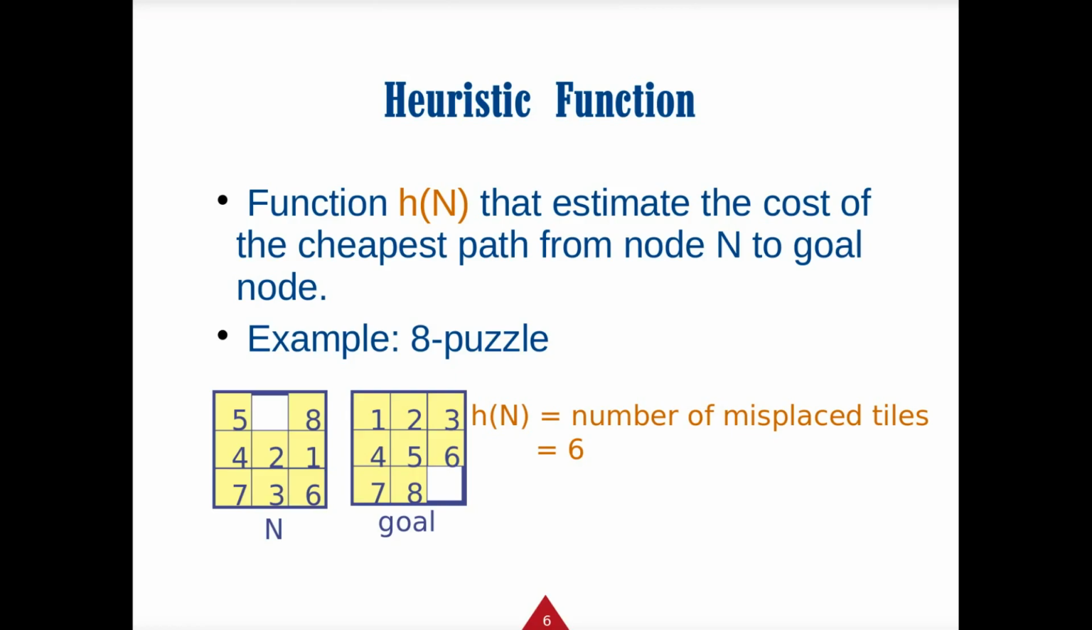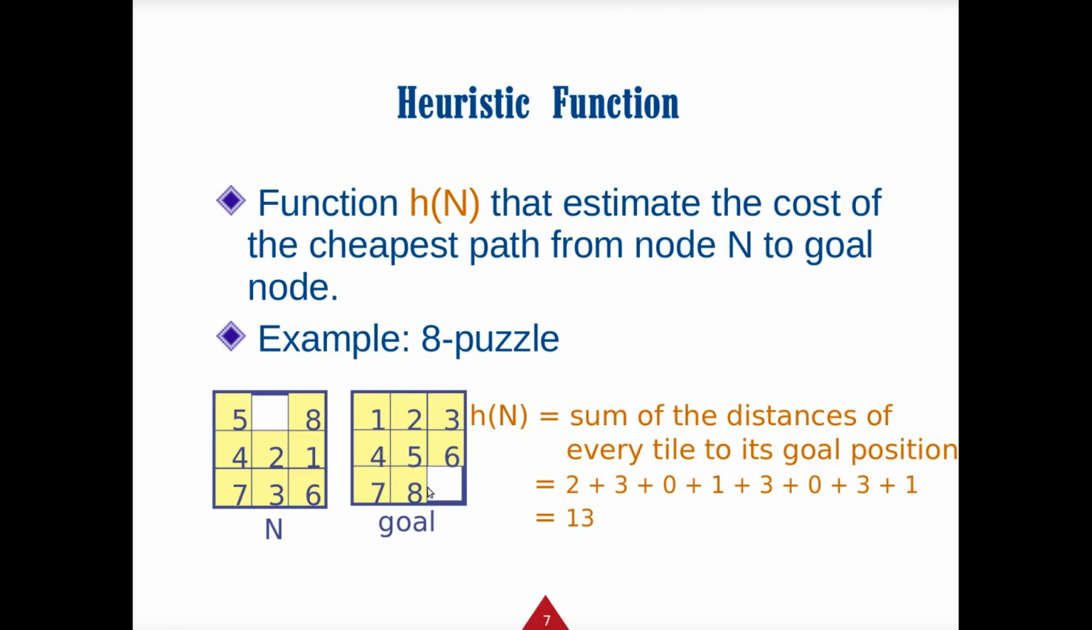For the 8 puzzle, h of n is the number of misplaced tiles. The number of misplaced tiles in this case is 6. The only tiles in the right places are 4 and 7, so 5, 8, 2, 1, 3, and 6 are the 6 misplaced tiles. What we want to do is minimize this h of n number. In this case, all the numbers are in order, so what would the h of n be? It would be 0, since all the tiles are in the right place.